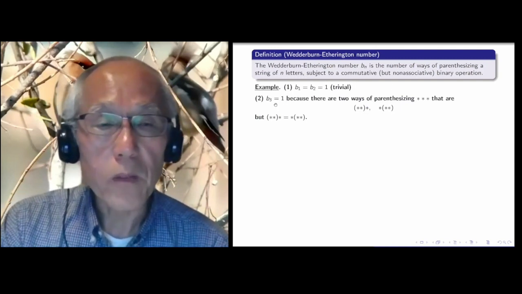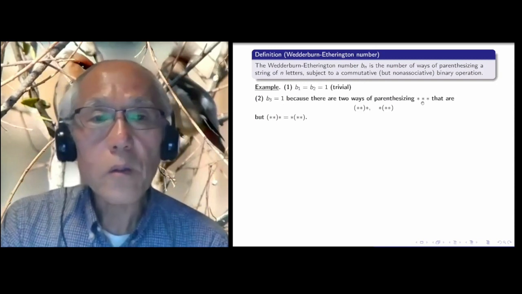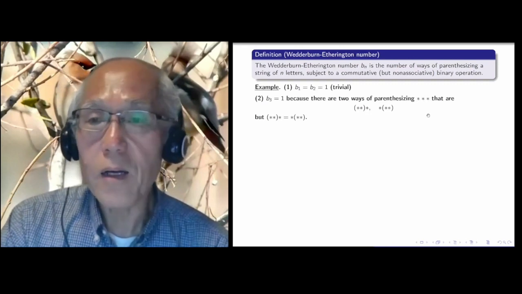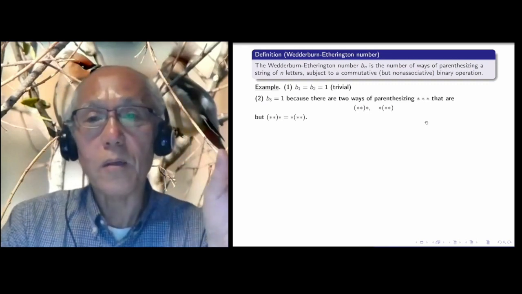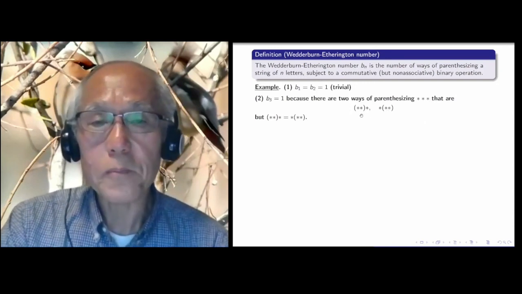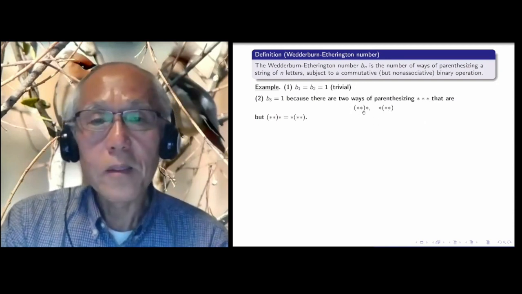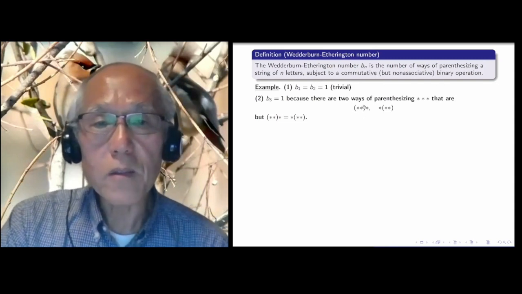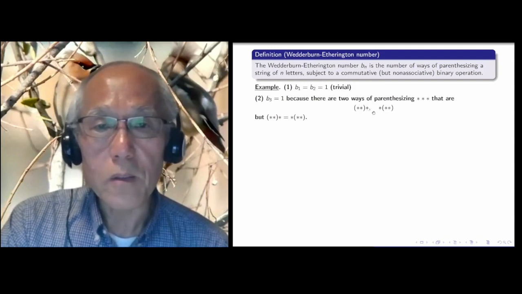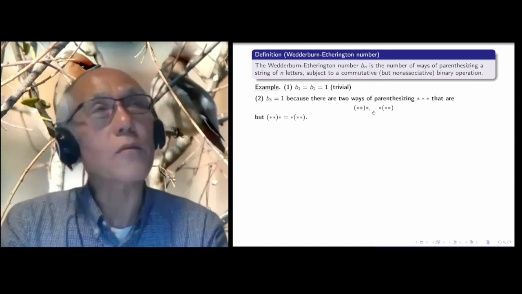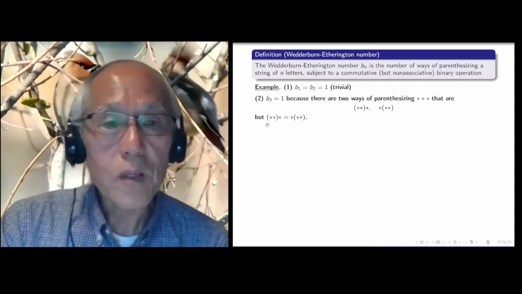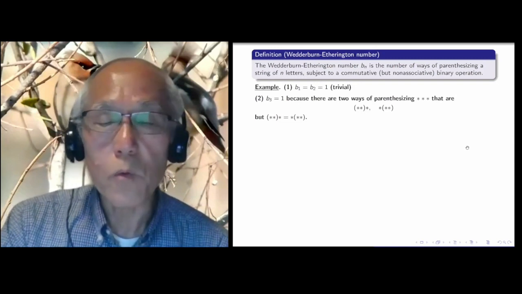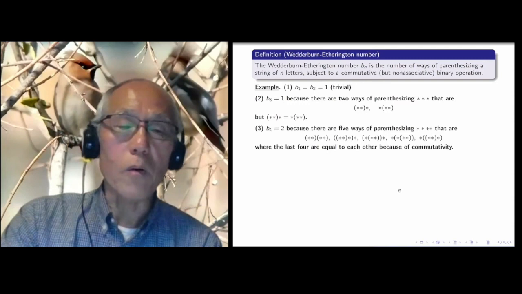So B1, B2 is 1, it's easy. And B3 is equal to 1. We have 3 letters, star, star, star, and then we put the binary operation. There are 2 ways. But since we assume commutativity, you can interchange the first two and this one, so that they are the same. So that's why B3 is equal to 1. And look at B4.